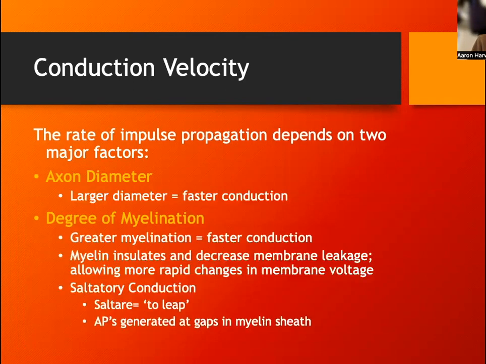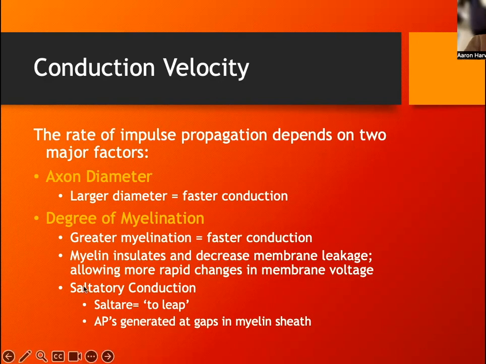But when we look at the conduction velocity, so how quickly can we conduct a signal? The rate of an impulse's propagation depends on two major factors. It's going to be the axon diameter. So the larger the diameter of the axon, the faster the conduction, as well as another factor being the degree of myelination. So the greater myelination, the faster conduction. Myelin insulates and decreases the membrane leakage, allowing for more rapid changes in membrane voltage.